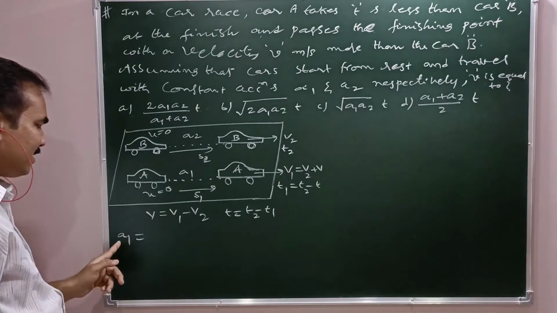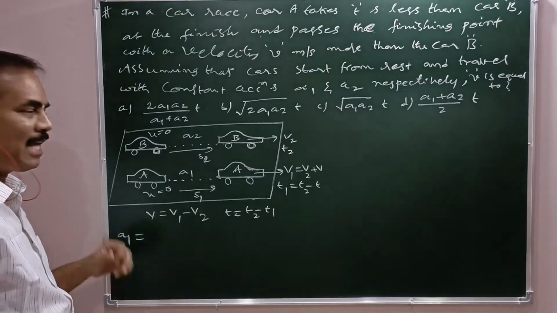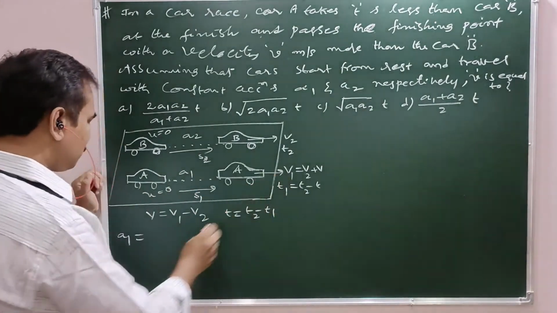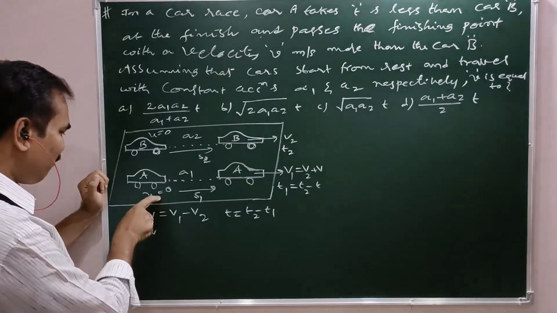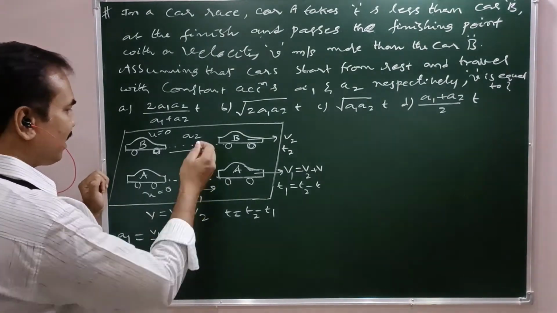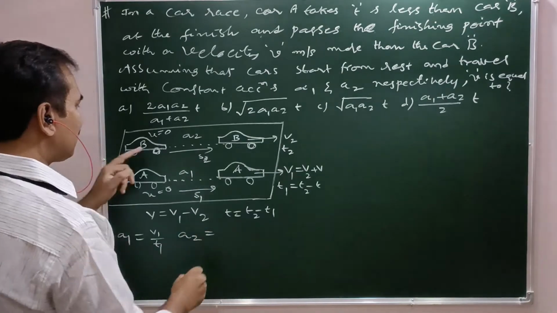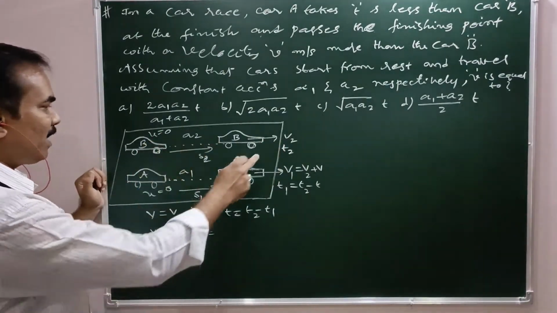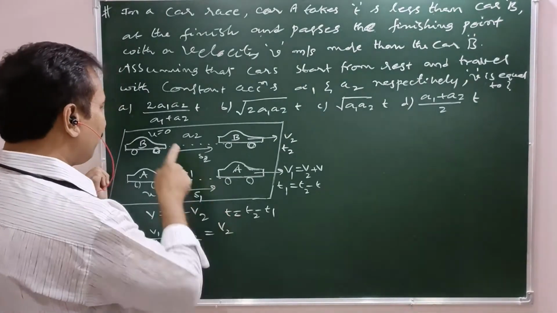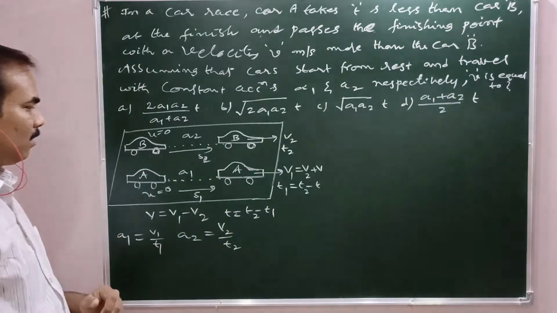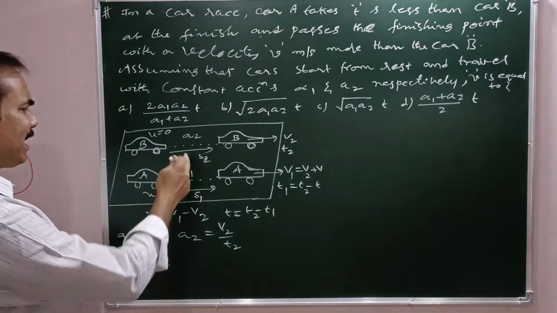So a1 equals, from the definition, what is acceleration? Acceleration equals change in velocity by time. Change in velocity for A: initial velocity 0, final velocity v1. So v1 minus 0 by t1, that is v1 by t1. For a2, the acceleration of car B, final velocity minus initial velocity by time, that is v2 minus 0 by t2, that is v2 by t2. Alright.